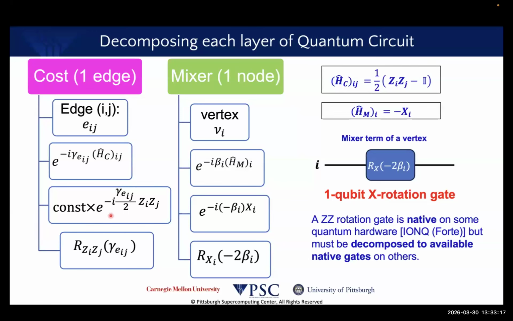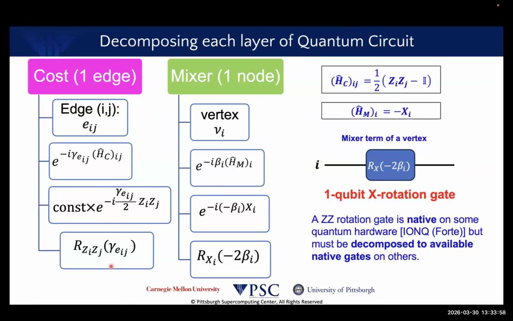And if you substitute, then you can see that this is the operator we have, and the identity operator can be rewritten as a constant over here. And this expression is nothing but the 2-qubit ZZ rotation gate. Similarly, for the mixer, we can apply this X gate for each node in the mixer Hamiltonian. If we substitute this over here, then we get this expression, which is nothing but the 1-qubit X rotation gate. And the ZZ rotation gate over here is sometimes native on some quantum hardware.